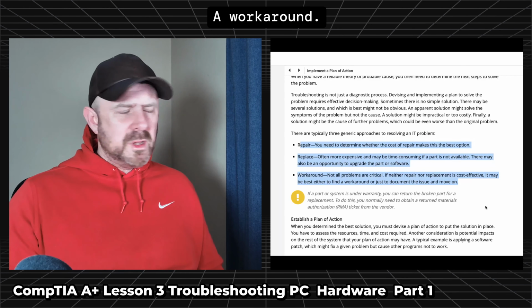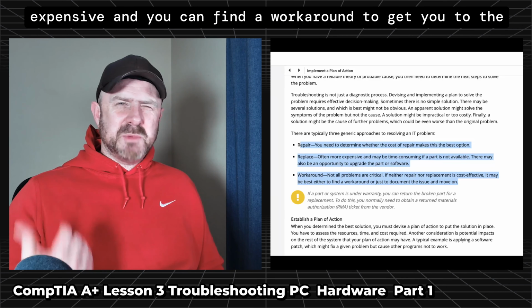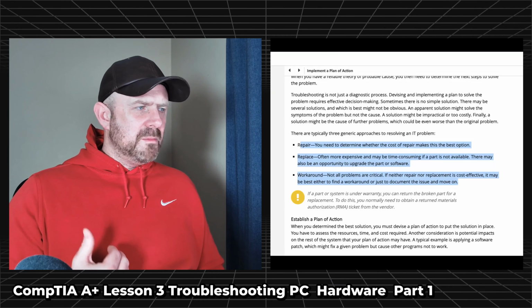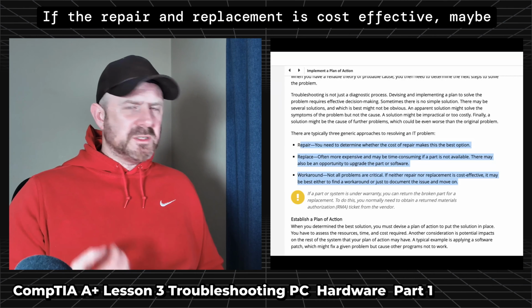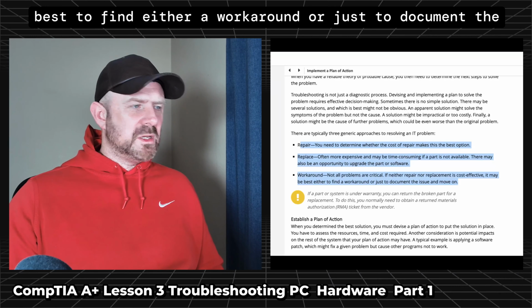A workaround. If there is not a critical demand, maybe something's expensive and you can find a workaround to get you to the next step. If the repair and replacement is not cost effective, it may be best to find either a workaround or just to document the issue and move on.